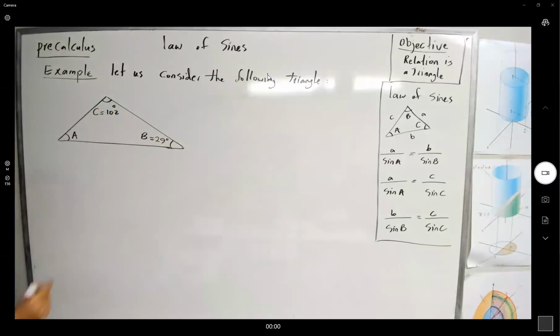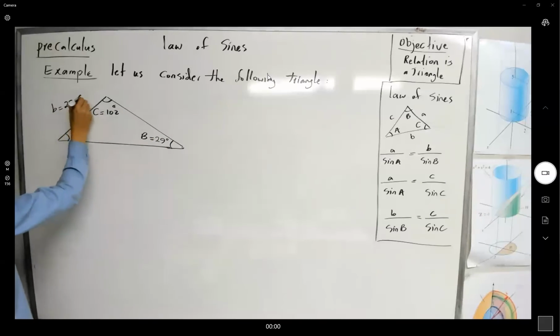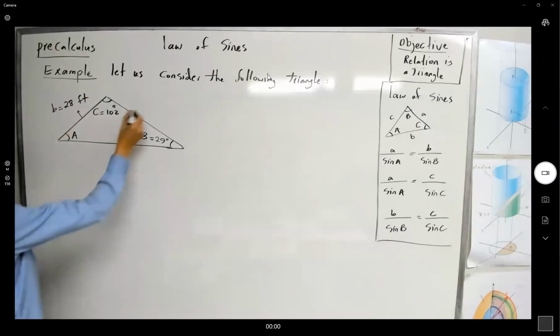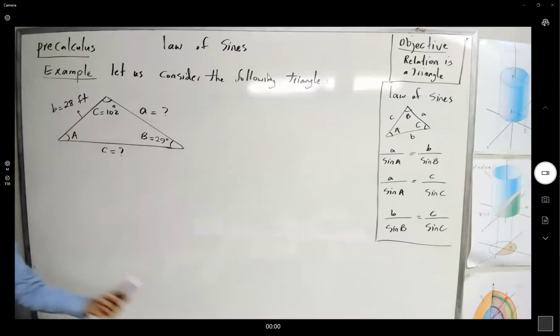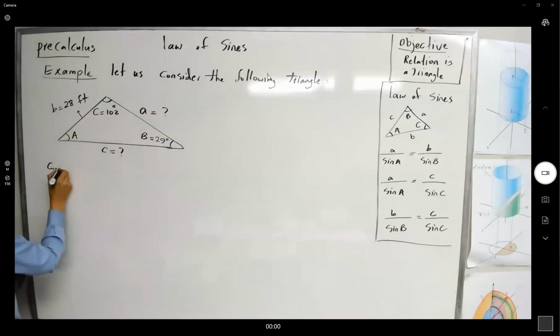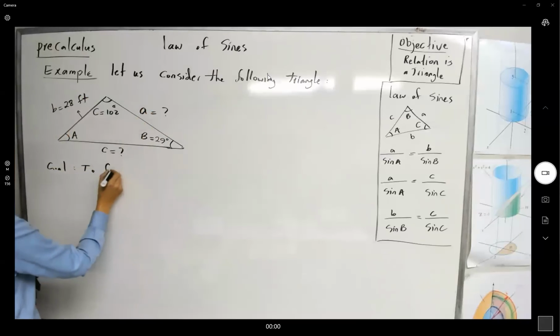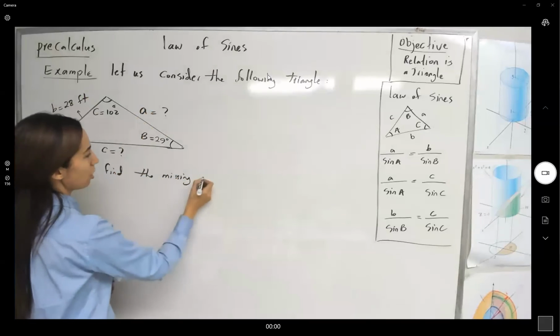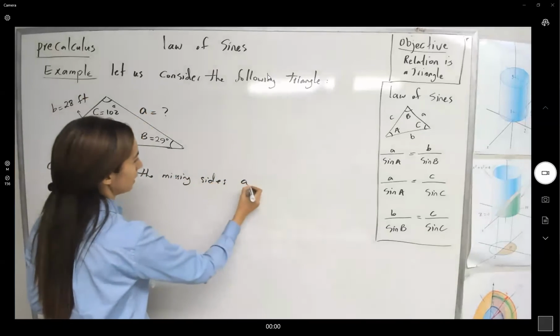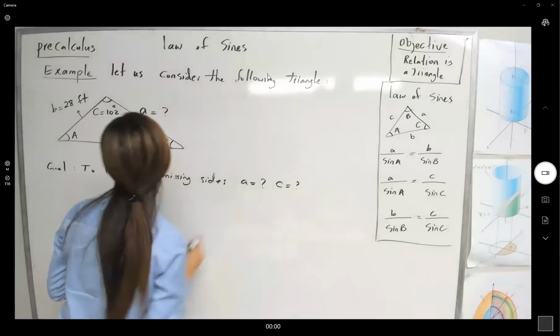And side B is equal to 28. Side A and side C are missing. Our goal is to measure these sides. So this is our goal, to find the missing sides A and C.